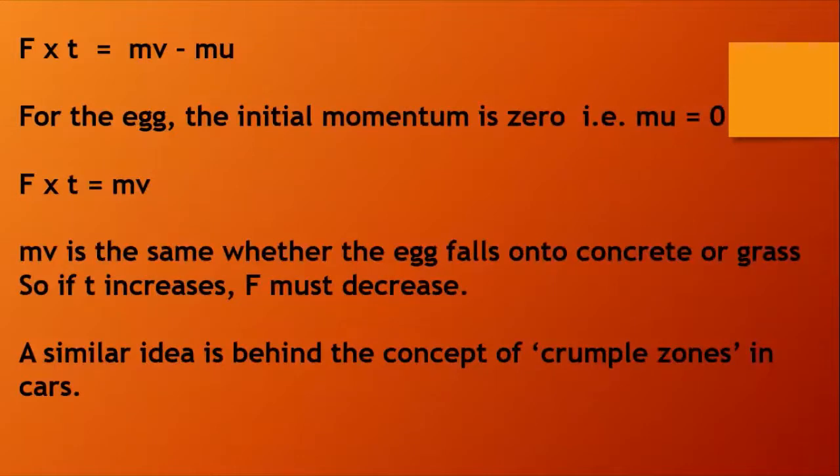Now, if we think about the egg, force times time equals change in momentum. For the egg, if we're dropping it from a certain height, the initial momentum is 0. But F times T equals mv. Now mv would be the same whether the egg falls onto concrete or onto grass. So if T increases, which it would do if you're dropping it onto grass, then F must decrease. And a similar idea you've probably already come across is behind the concept of crumple zones in cars.